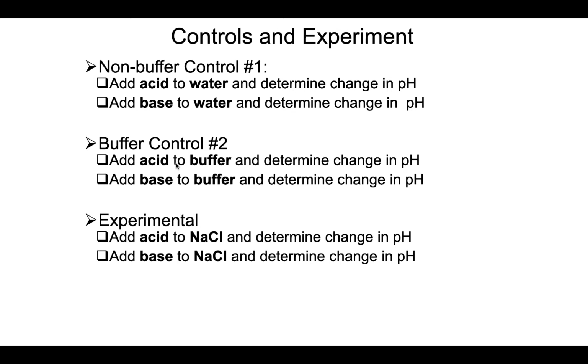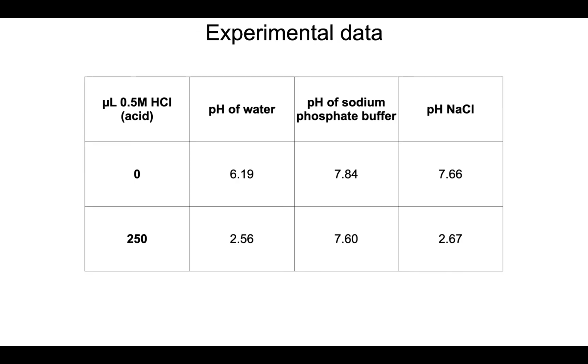It's going to be sodium acetate. And you're going to add acid and base to it, and you're going to see how that affects the pH. And then you're going to do your experimental. You're going to add acid and base to that sodium chloride. You're going to measure the change in pH, and you're going to compare that to your non-buffer control and your buffer control. And you're going to see which one of those two it behaves more like.